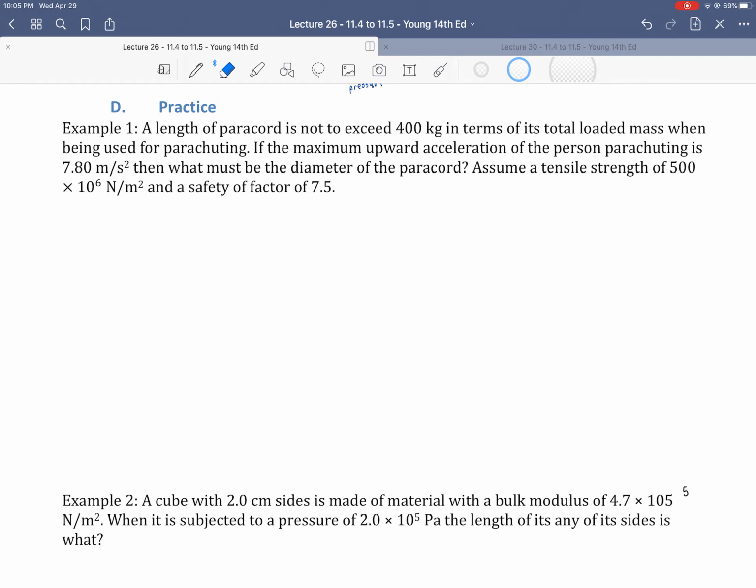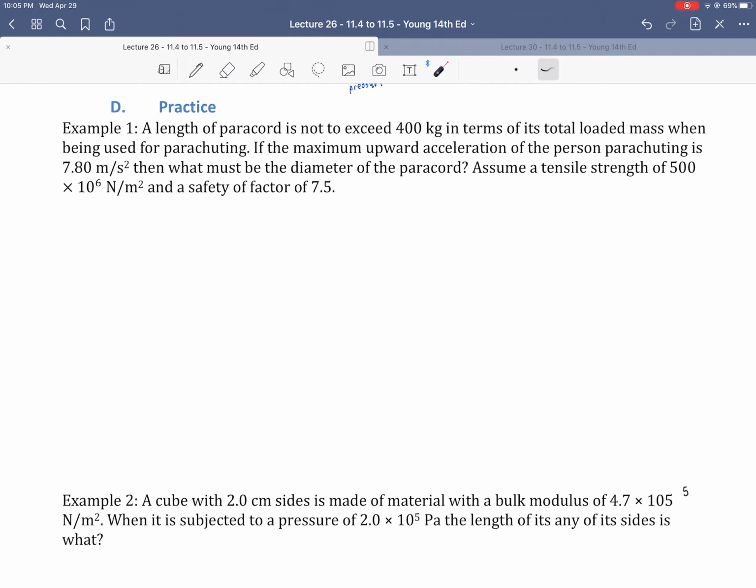In this case, it is a piece of paracord that is getting extended. So the stuff that they make parachutes out of. All right, so a length of paracord is not to exceed 400 kilograms in terms of its total loaded mass when being used for parachuting. If the maximum upward acceleration of the person parachuting is 7.8 meters per second squared, then what must be the diameter of the paracord?